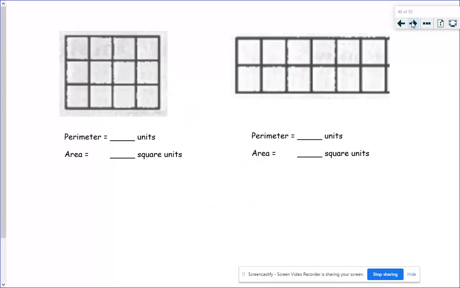One more. Pause the video and you calculate perimeter and area of each, and let's take a look at them. 4 plus 3 plus 4 plus 3, that's 14. 3 times 4 is 12 square units.